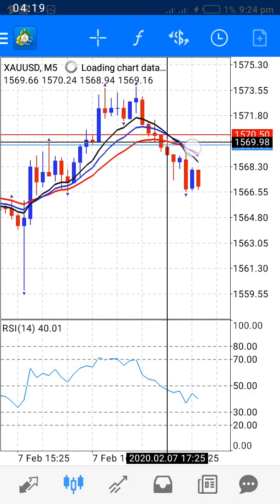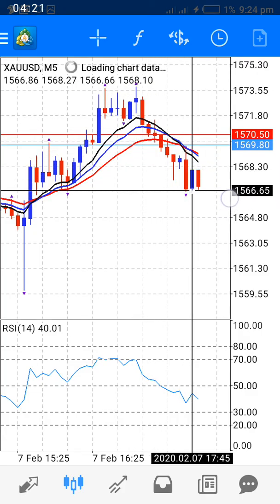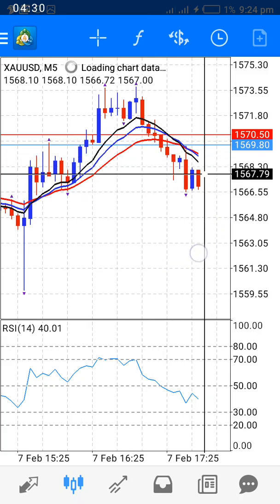After it came down, and it is here now. Market is on hold now. Market will resume later by 11-12 o'clock, so it will continue. I don't know where it is going again.